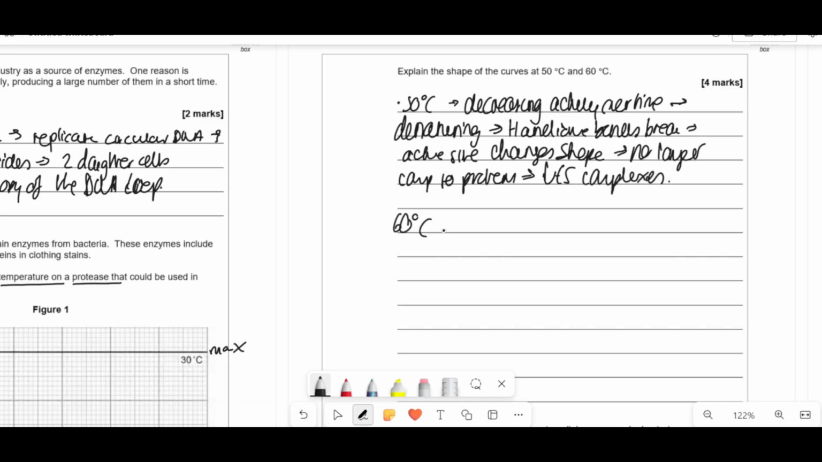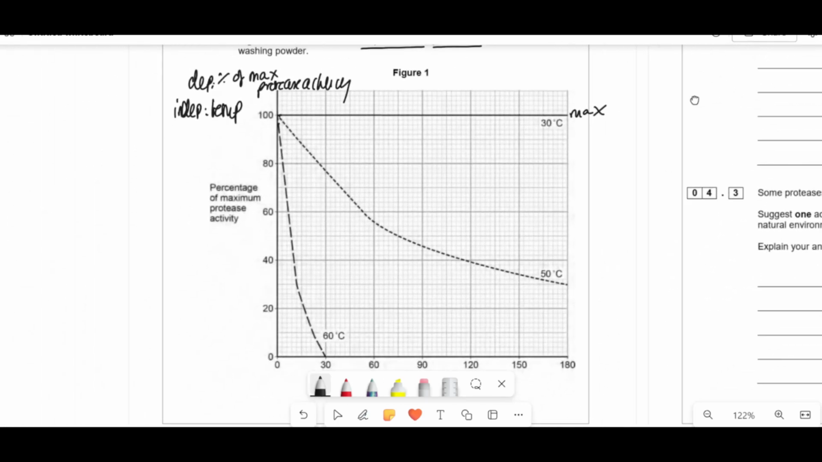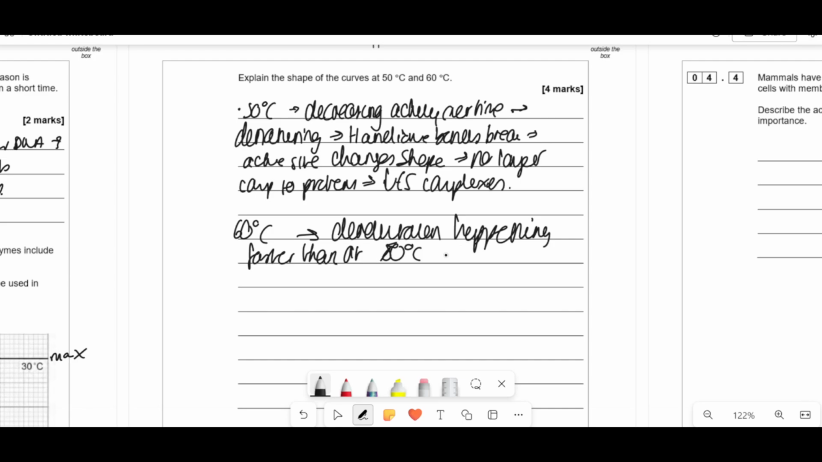However, 60 degrees C is showing the same, but it's a sharper decrease. So this must be happening more. So it must be that denaturation is happening faster than at 50 degrees, right? Because you can see it's shot down to 0, whereas here, but we need to describe what's the difference there. Why? It is because it's hotter. The only explanation for that is that you've got more kinetic energy, so there is more disruption of the bonds mentioned above, which you can write again, due to more vibration. Do it like this and you'll never miss anything out.